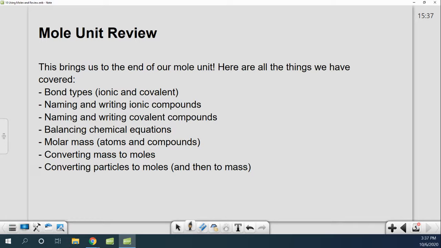So that is actually it for our mole unit, guys. We've covered all the major stuff. We've gone from moles to mass, and then from moles to particles, and finally, the trickiest part, from particles through moles back into masses. So this wraps it up. Here's everything we've covered from the very beginning.